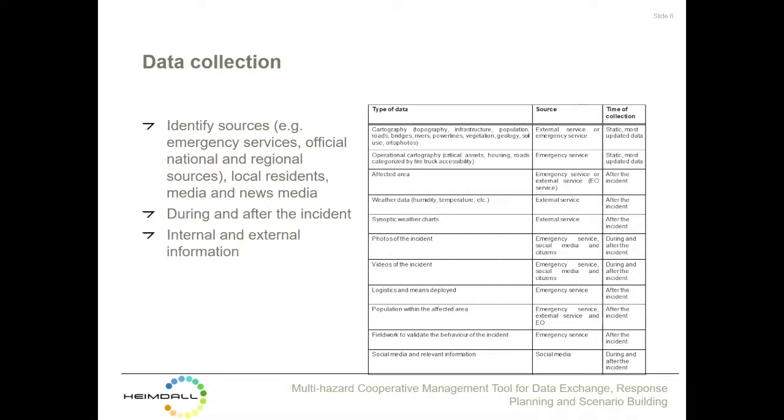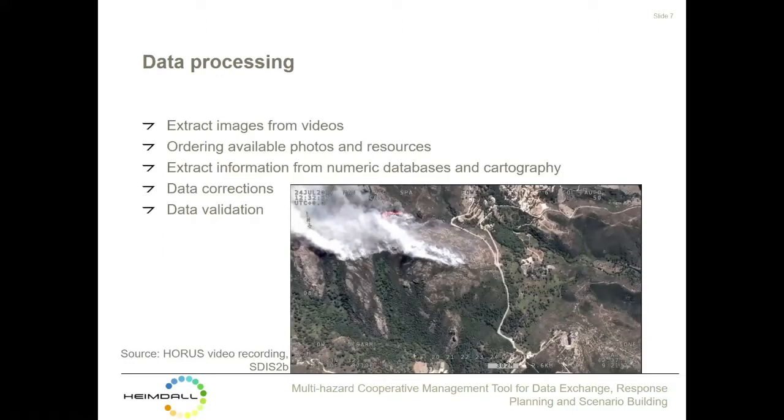It is also important to mention here that there is a lot of information available in social media, like Twitter, Facebook, etc. Mainly, we are talking about photos, but it is extremely necessary to validate this kind of information. And this validation is carried out in the next step, the data processing. The process of data processing comprises the extraction of the data, ordering that data, and validating it by expert criteria. That means an expert from the emergency services.